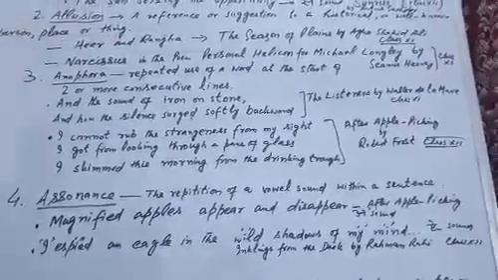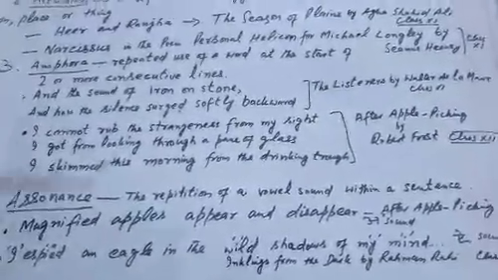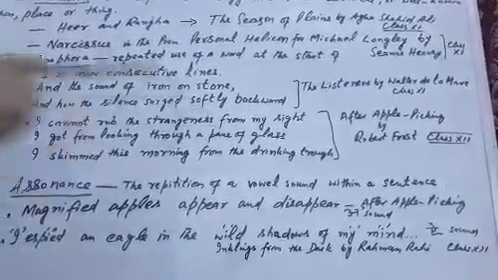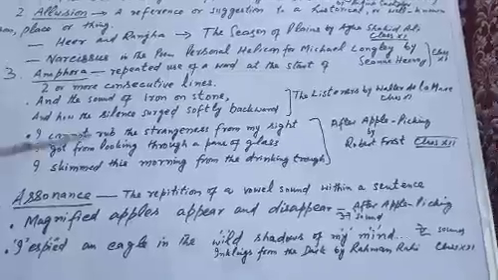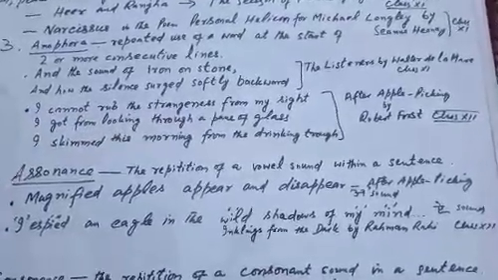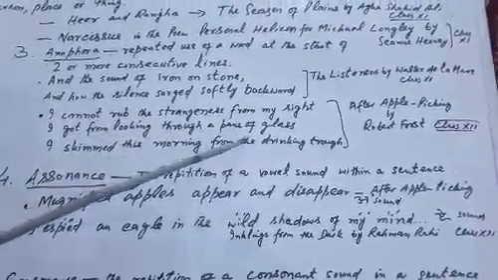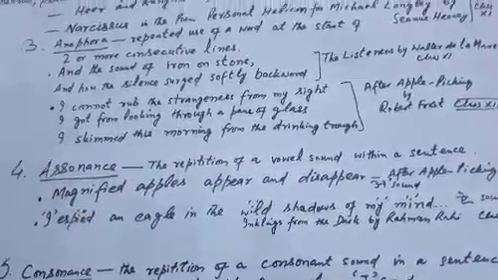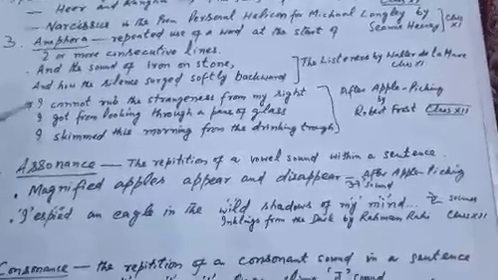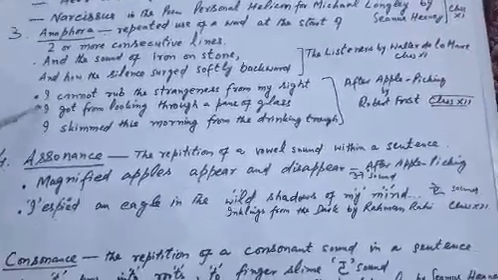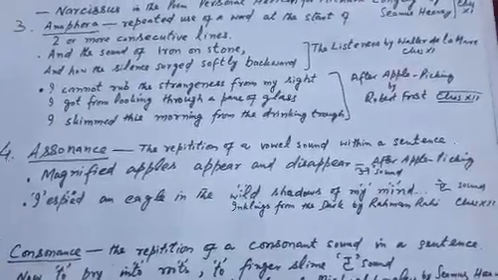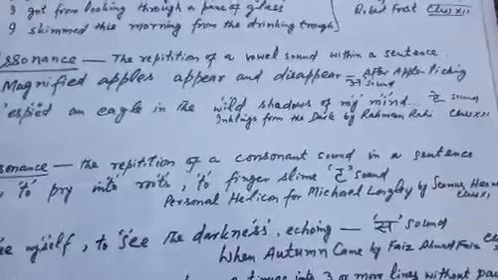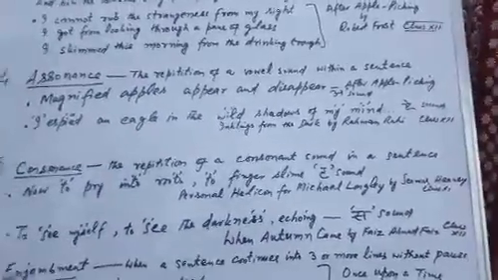Another example is from the class 12 poem After Apple Picking by Robert Frost. "I cannot rub the strangeness from my sight I got from looking through a pane of glass I skimmed this morning from the drinking cup." These are three consecutive lines, लगातार लाइनें हैं. All these three lines start with the same word I. So this is an example of anaphora. Now the fourth literary device, assonance.